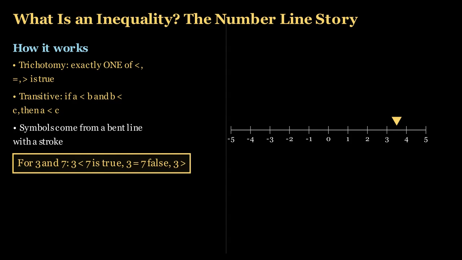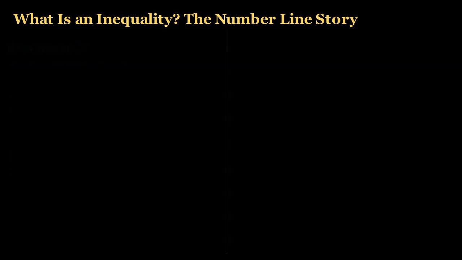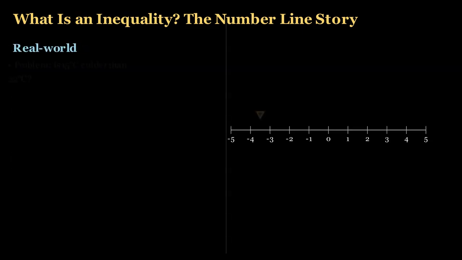Let's solve a concrete everyday problem. Suppose the temperature in the morning is 15 degrees Celsius, and in the afternoon it's 22 degrees. Is the morning colder? We plot both numbers on a number line. 15 sits to the left of 22. Since left means smaller, 15 is less than 22. So yes, the morning is colder. We write this as 15 is less than 22. We can also say 22 is greater than 15.